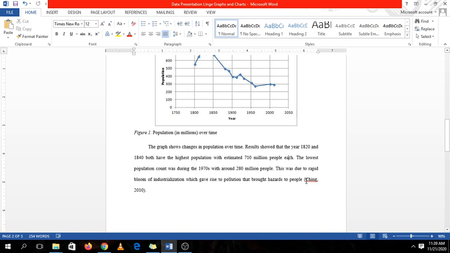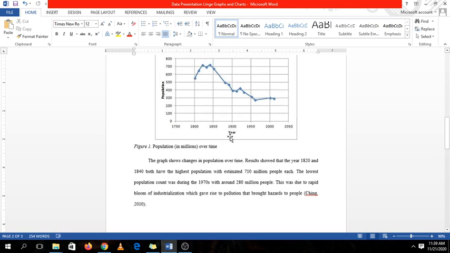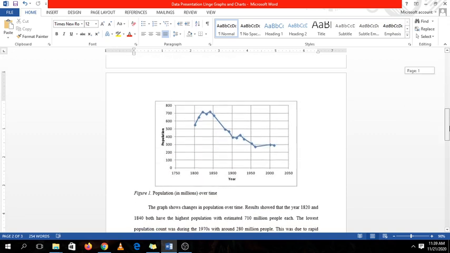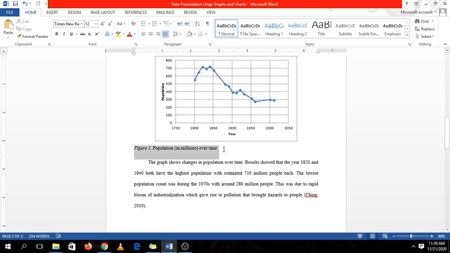Then again, you cite a study that supports your claim. The study was by Ching, 2010, who studied industrialization during the 1970s. The population decreased in 1970 because of industrialization, which caused pollution that brought health hazards among the people. So the explanation is the same as with your table, only that the figure title is below the figure itself.